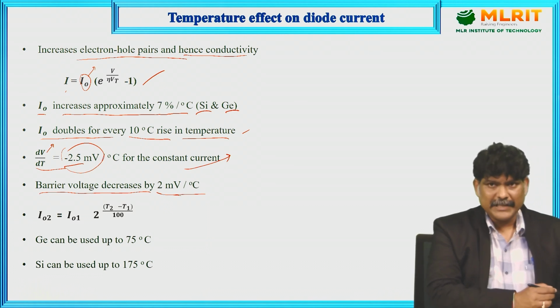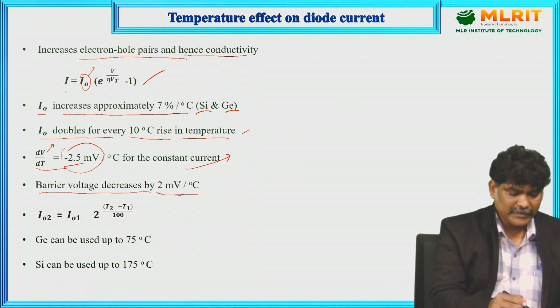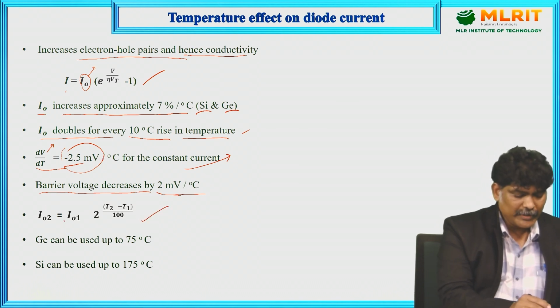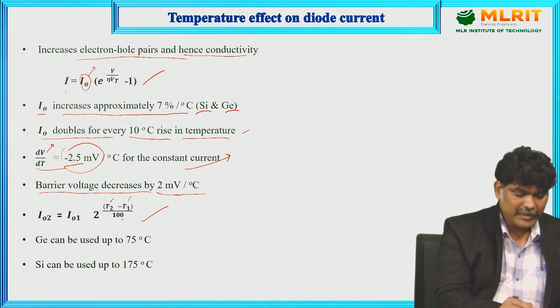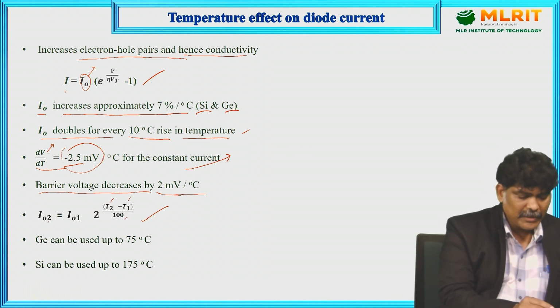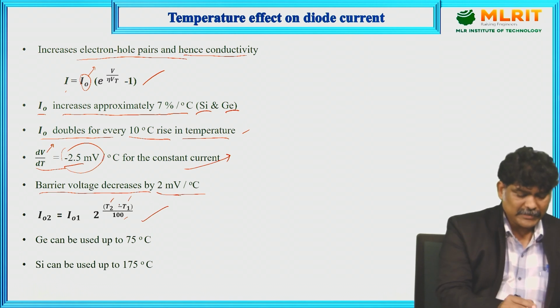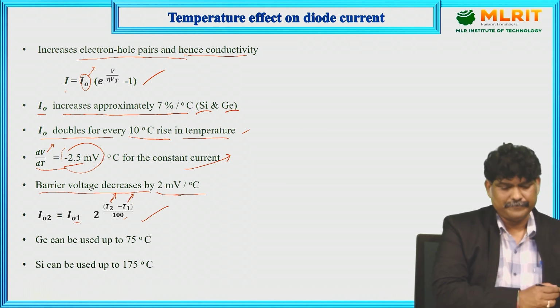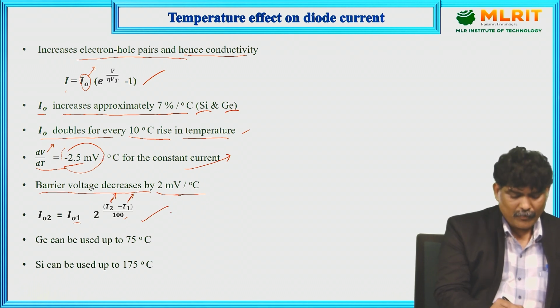The relation between temperature and reverse saturation current is given by this expression: I naught 2 is equal to I naught 1 into 2 to the power (T2 minus T1) by 10. Here I naught 2 is the reverse saturation current of the diode at temperature T2, and I naught 1 is the reverse saturation current at temperature T1. This is because we know the value of 1.07 to the power 10 is approximately 2.